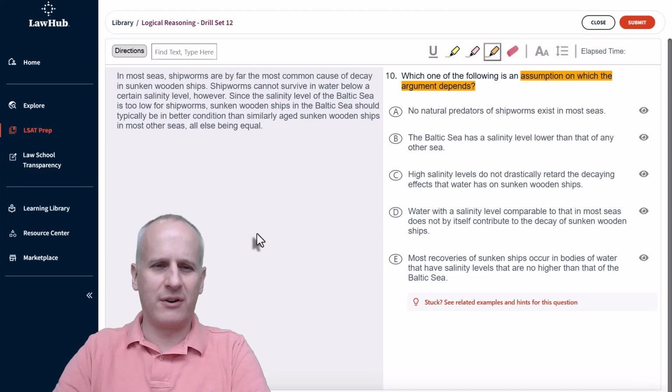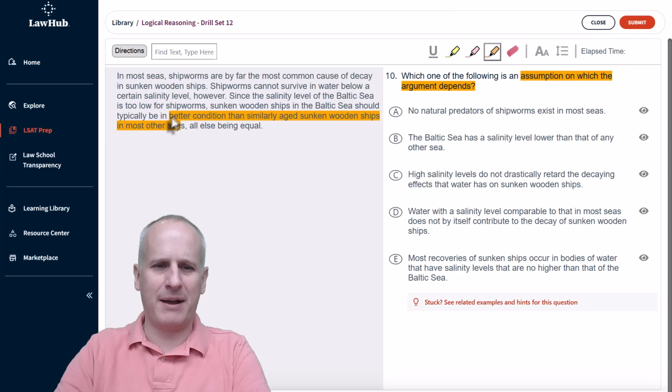So starting from the top, in most seas, shipworms are by far the most common cause of decay in sunken wooden ships. Shipworms cannot survive in water below a certain salinity level, however. Since the salinity level of the Baltic Sea is too low for shipworms, sunken wooden ships in the Baltic Sea should be in better condition than similarly aged sunken wooden ships in most other seas, all else being equal.